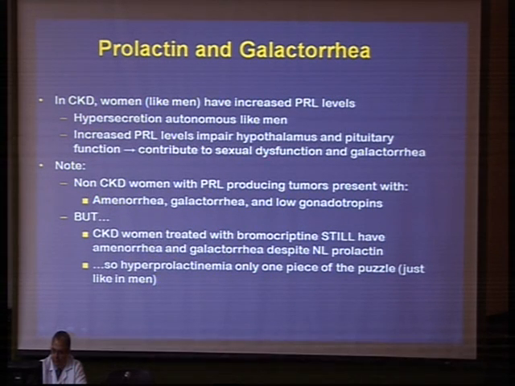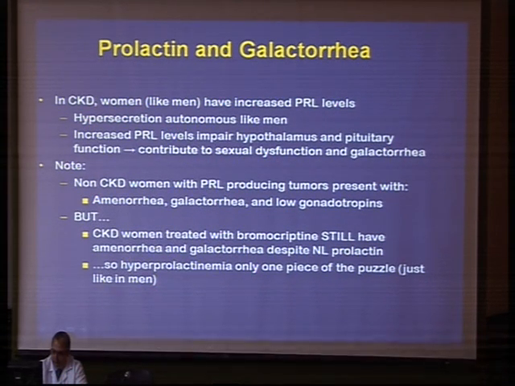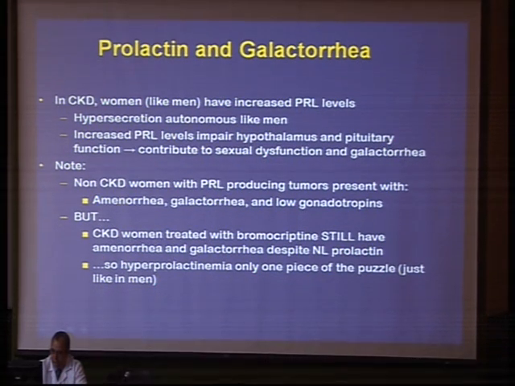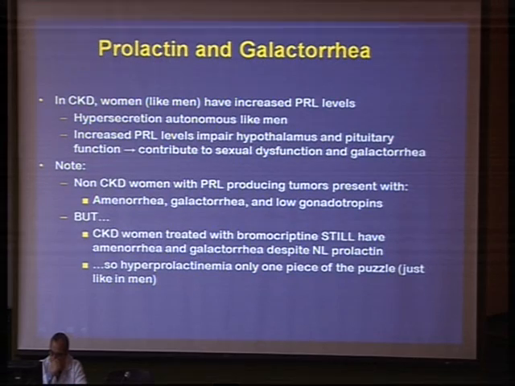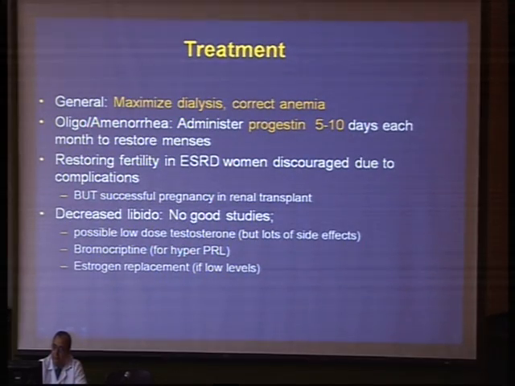This is the usual presentation that is treated with cabergoline, and after suppression of the prolactin, all the problems are controlled. But CKD women treated with bromocriptine or cabergoline still have amenorrhea and galactorrhea despite normal prolactin. So this suggests that sometimes there is a different mechanism, related to the hyperproteinemia rather than different metabolism.